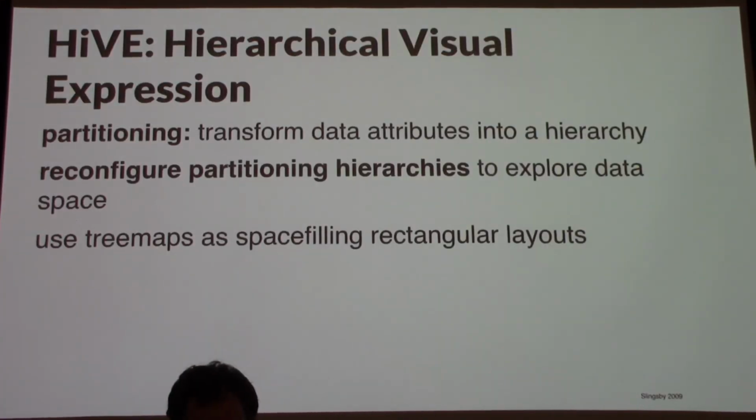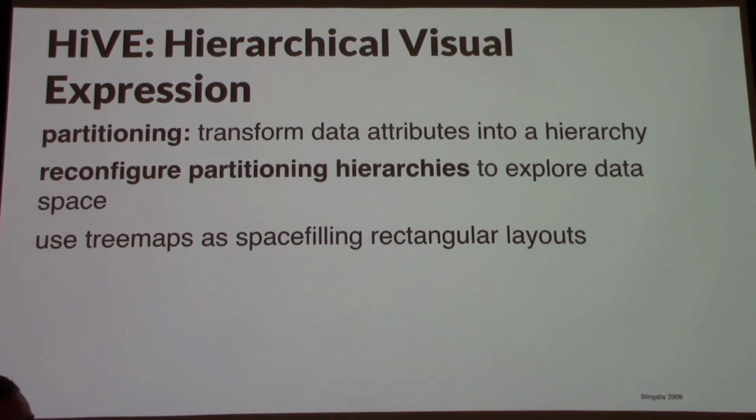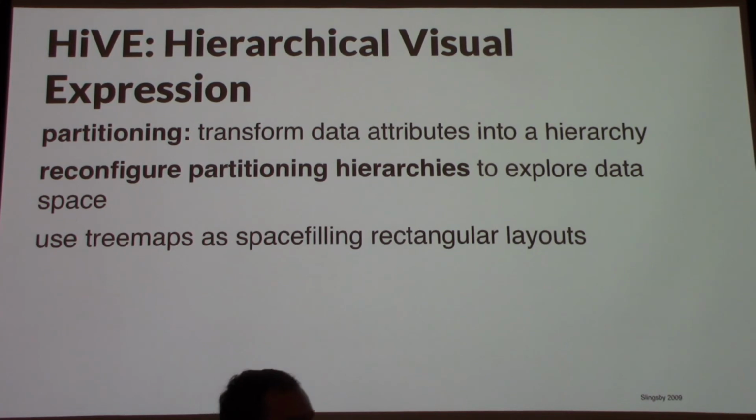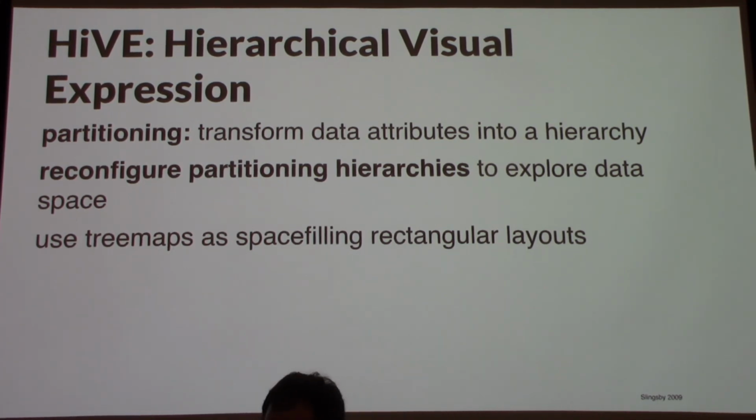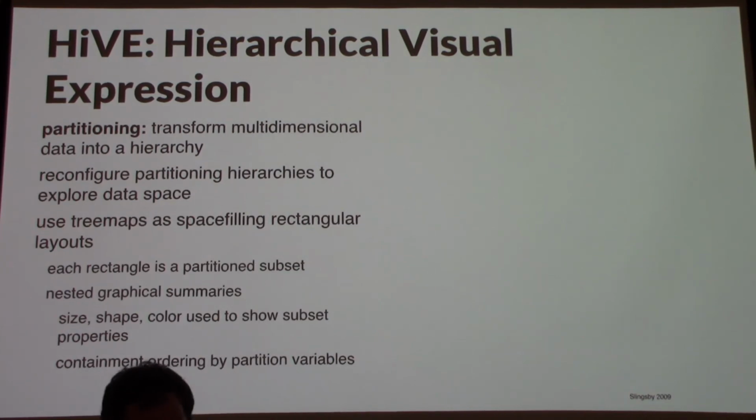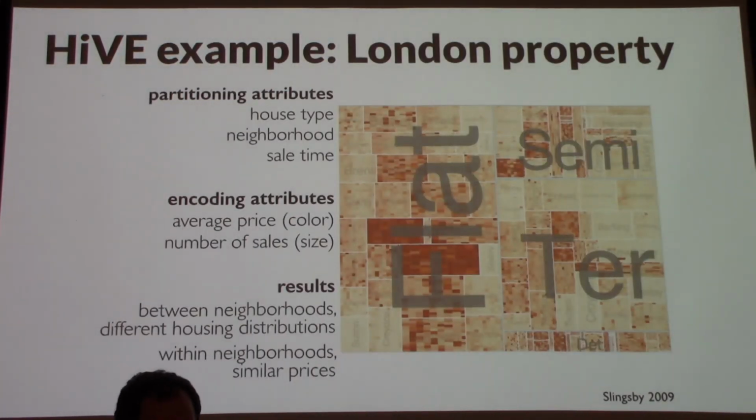Okay, so I started talking about Hive, this hierarchical visual expression. Essentially these guys thought about how we can take this partitioning, slicing and reconfiguration to the max. They're using a tree map idea. I'm just going to skip over that and give you an example of the tree map of London here. This is a housing data set in London, and they have the partitioning attributes.